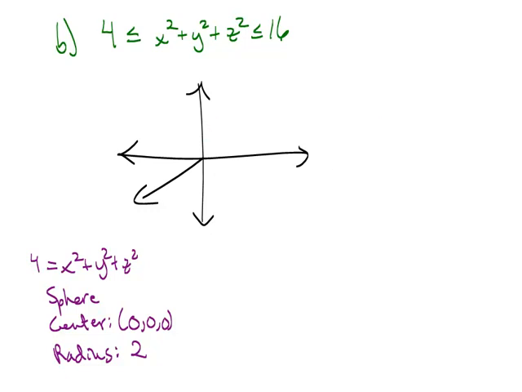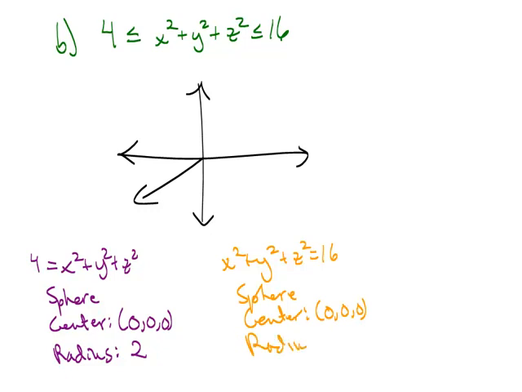So we have that, and then the other equality here is x squared plus y squared plus z squared equals 16. That's also a sphere. Same center. Different radius. Bigger radius, the square root of 16, which is 4. So we're going to need to mark off to 4 on our axes here, x, y, and z. And what we're going to have basically is all the points on or outside this smaller sphere, but on or inside this bigger sphere. So here's our smaller sphere of radius 2.